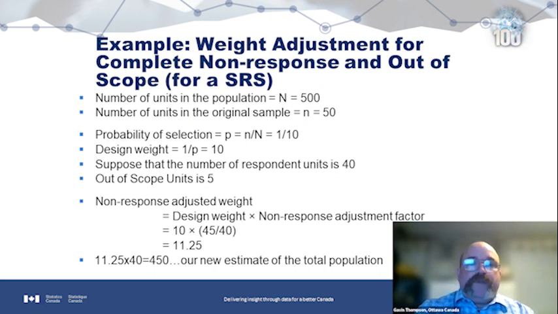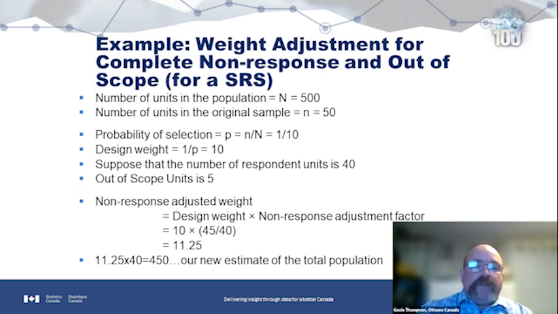Okay, so let's have a quick look here. Again, I've gone back to the same example where we have a population of 500 and the number of units in the original sample is 50. The probability of being selected is 1 in 10. The design weight is 10. And so we have 40 respondent units. But amongst those that didn't answer, out of scope units, we have 5 of them. So we managed to contact 5 of the missing 10 units, and they said, no, we're businesses, we're not households. We shouldn't be in our survey.